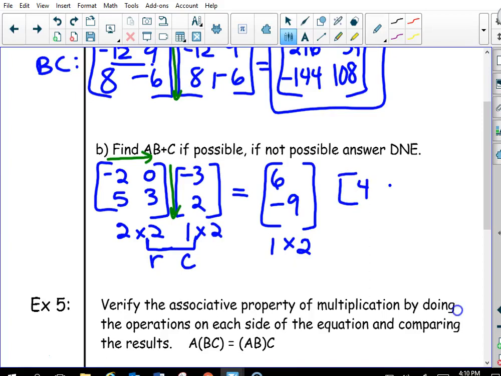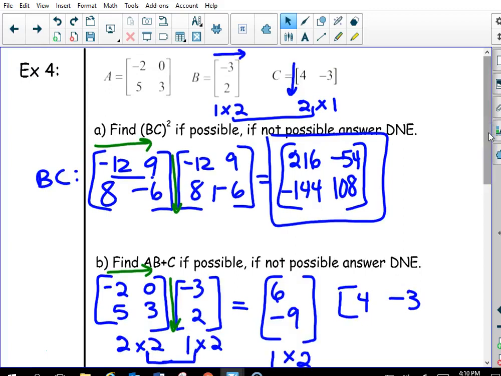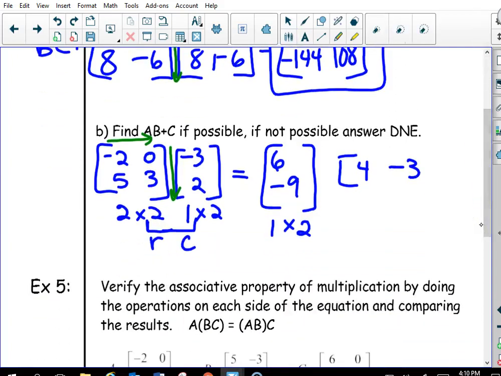The C matrix is 4 and negative 3, and I made an error. Let's go back. I better fix the error here. I meant to write this as B times C. Yeah, I needed it in that direction. So, okay, we are going to just punt on this one. If it were the other direction, we could do the addition.